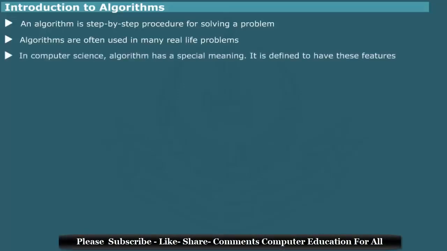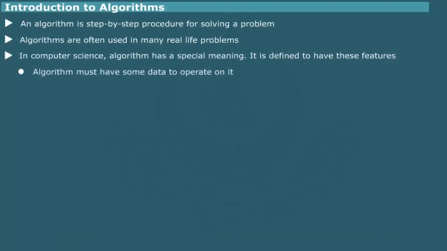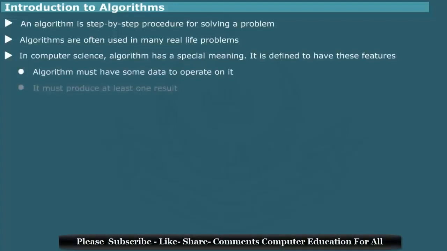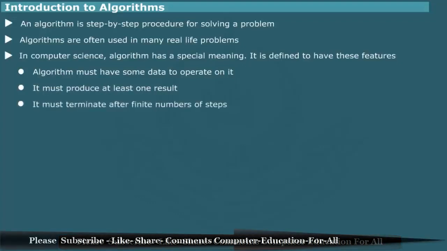Formally, it is defined as a step-by-step procedure with the following characteristics. Number 1. It must have some important data to operate on. Number 2. It must produce at least one result. Number 3. It must terminate after a finite number of steps.